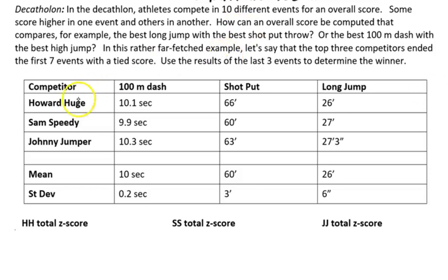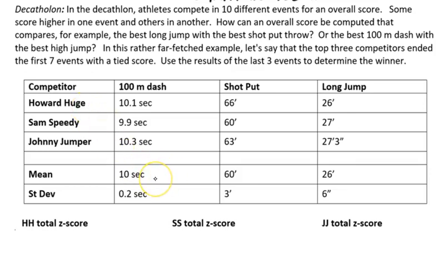So what we have here are our 3 competitors: Howard Huge, whose specialty is the shot put, Sam Speedy, whose specialty is the 100-meter dash, and Johnny Jumper, whose specialty is the long jump. But they are also good in the other events, just not as good as each other. Now, the mean and standard deviation listed here are not the mean and standard deviation of just these 3 values. This is the mean and standard deviation of all of the competitors in that event. So what we want to see is how much better or worse, in terms of number of standard deviations to the mean, each of our competitors is.